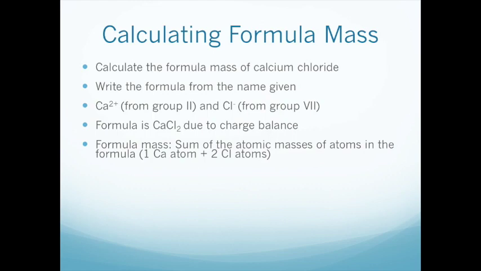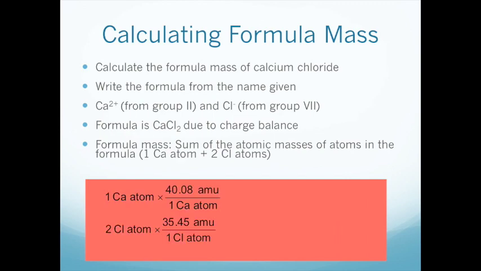So we calculate the formula mass of calcium chloride, for instance, by writing the formula from the name given. So calcium chloride in this case, we have calcium 2+ because the metal is from group 2, and chloride has a -1 charge because it's from group 7. So the formula is CaCl2 because we have to maintain charge balance, and therefore the formula mass is the sum of the atomic masses of atoms in the formula, which means that there is 1 calcium atom and 2 chlorine atoms.